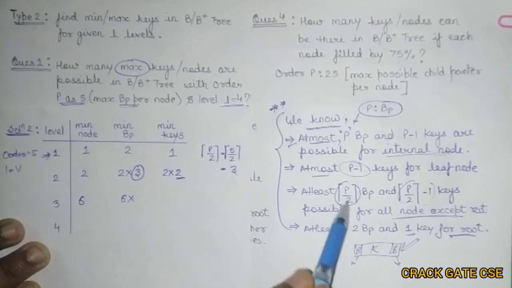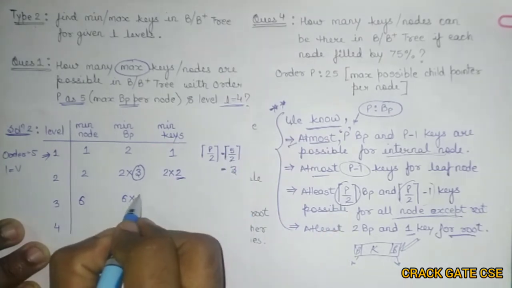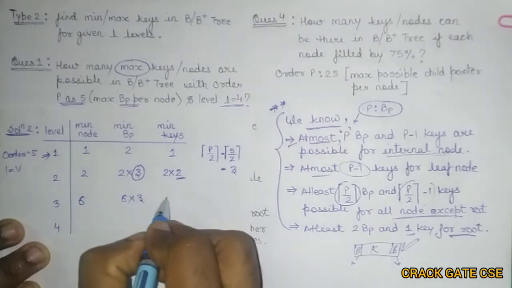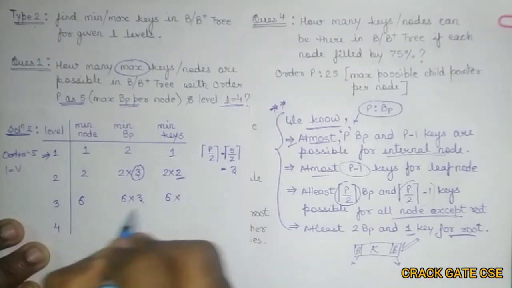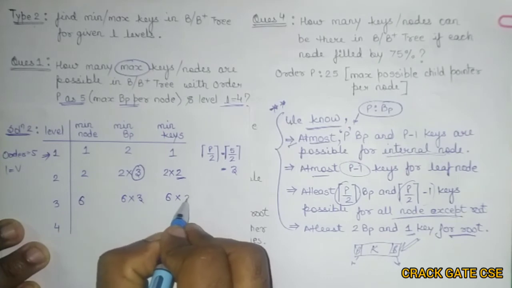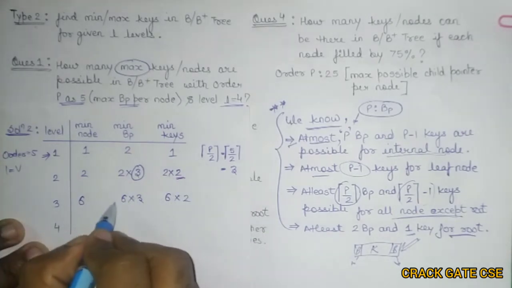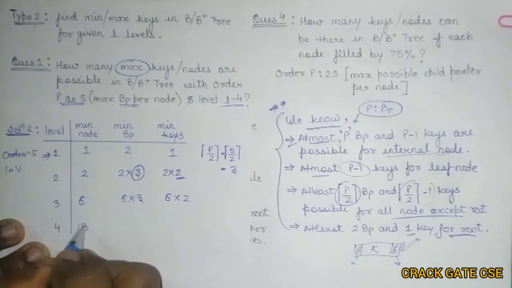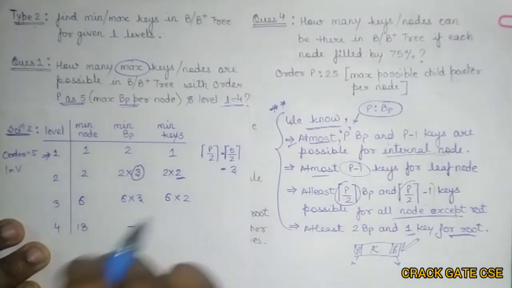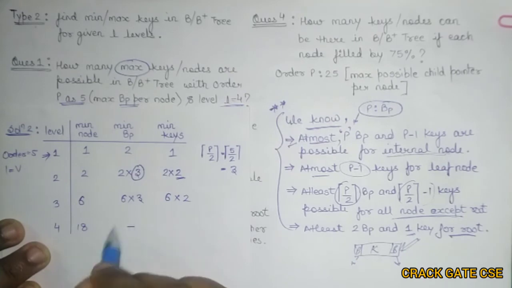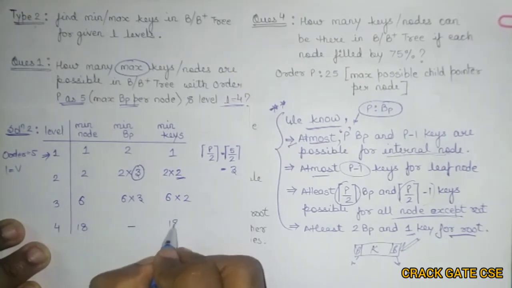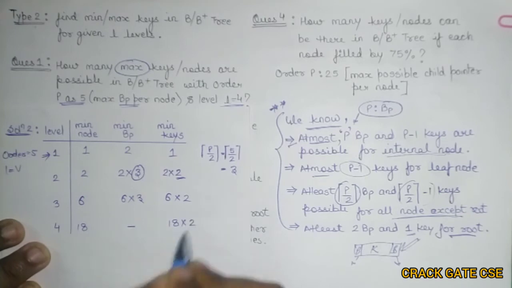Again there will be p by 2, that means 3. So for all these 6 nodes will be having minimum block pointer as 3, and for all these 6 nodes will be having the keys as 3 minus 1, that is 2. For the last level there will be 6 into 3 block pointers. No need to calculate this particular block pointer because this will not play any role, right? And this would be 18 into 2.